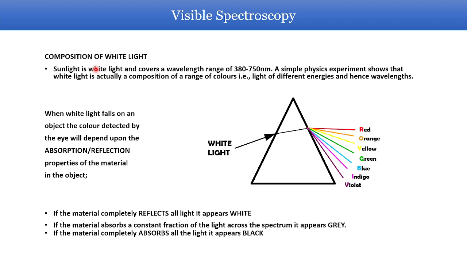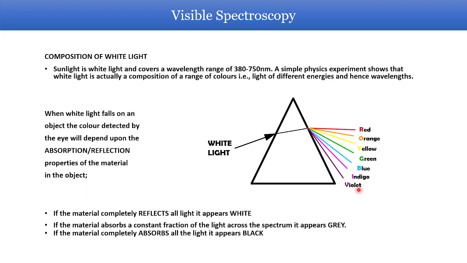Now we have all performed this physics experiment. It shows that white light is actually a composition of a range of colors, light with different energies and different wavelengths. When we put white light on a prism, it splits into 7 different colors. The least splitting is of red light, and the most splitting is what we observe for violet light. We have all done this in school, while working with a prism and putting white light on it.